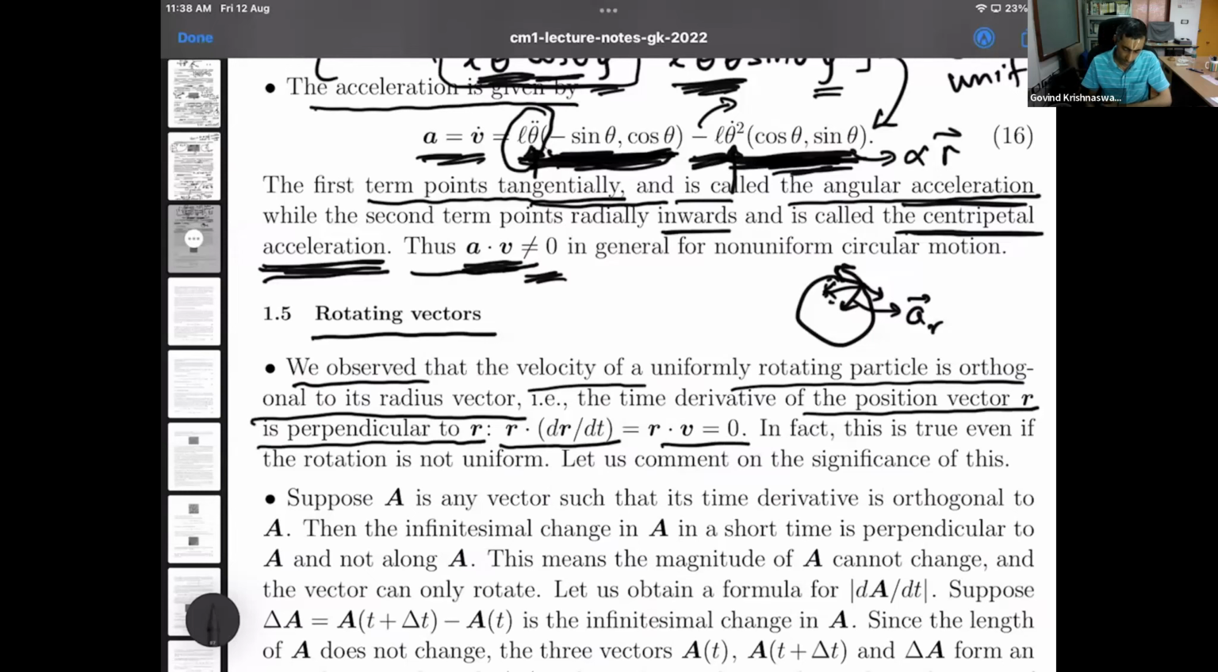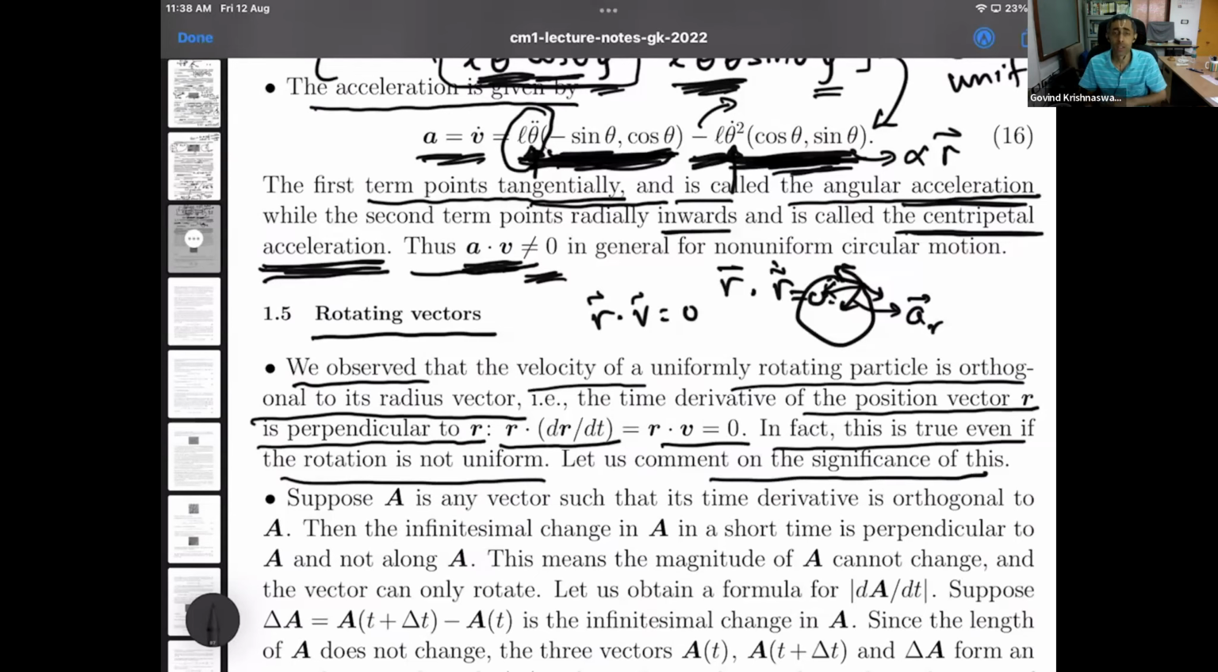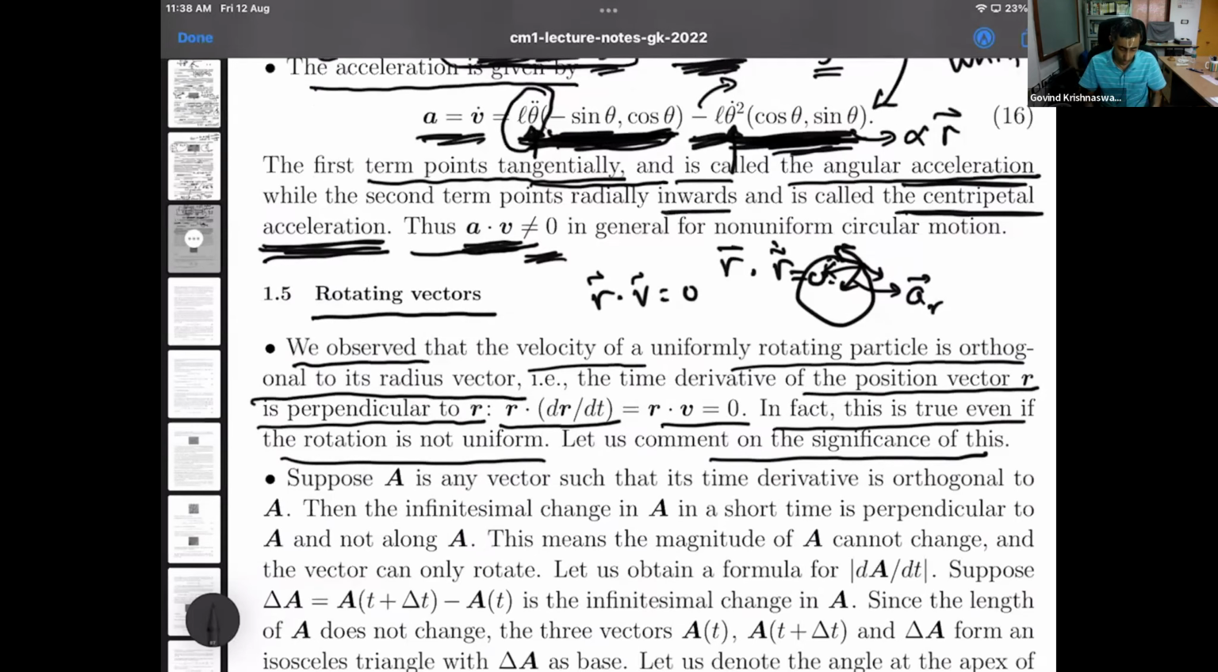And not only that, it is valid even more generally. It is true even if the rotation is not uniform. Even for non-uniform circular motion, we observe that r dot v is 0. That is, r dot r-dot is 0. So this is true even for non-uniform motion. Let us comment on the significance of this. So this is a brief comment on that.